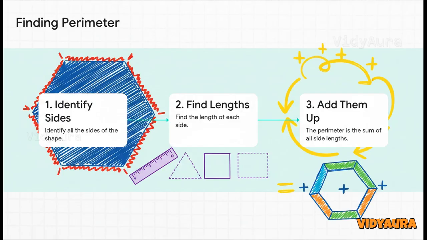So how do you actually find it? Well, the good news is it's actually beautifully simple. For pretty much any shape with straight sides, you just do three things. 1. Identify all the sides. 2. Find out how long each of those sides is. And 3. You just add them all up. See? It's all about simple addition.